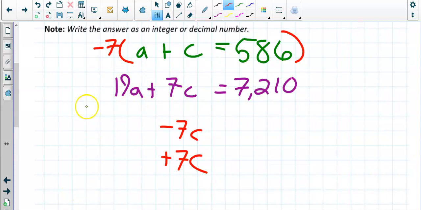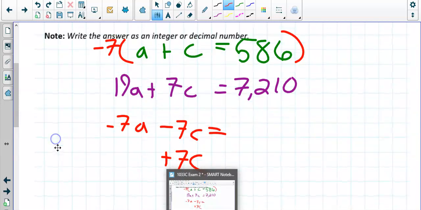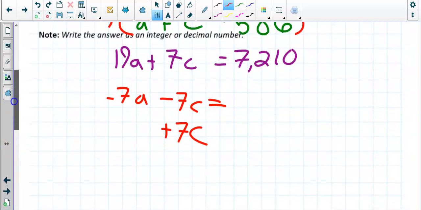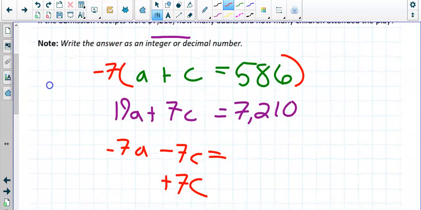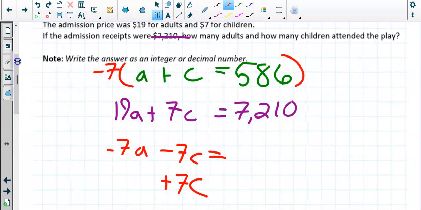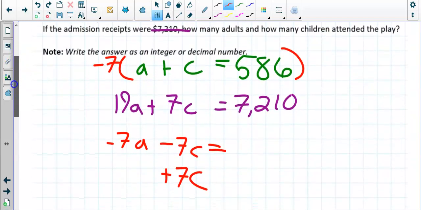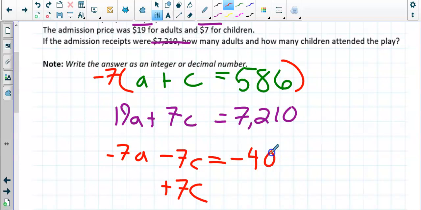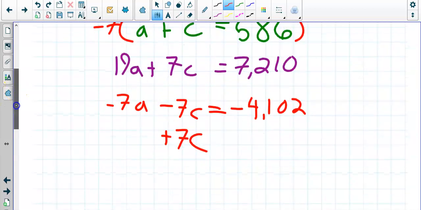So let's multiply through. What's negative 7 times A? We already know what's going to happen with the C. What's negative 7 times the 586? Again, I'm not that good, so I'll have to have you help me with the calculator. Negative 4,102.